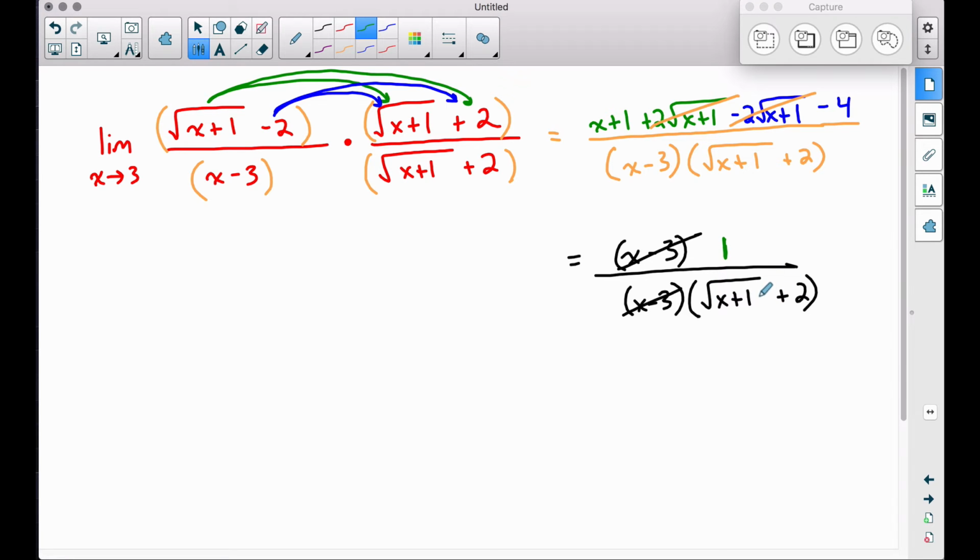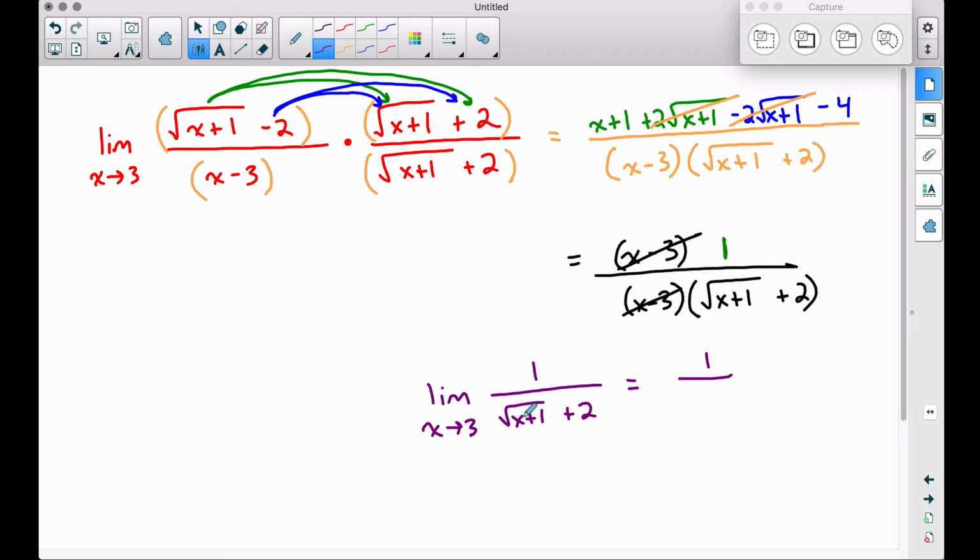Now let's not forget what we're really trying to do here. We're trying to find the limit as x approaches 3. So let's apply that limit now and see if it works. So the limit as x approaches 3 of this simplified piece, 1 over the square root of x plus 1 plus 2. Well, we have 1 in our numerator.